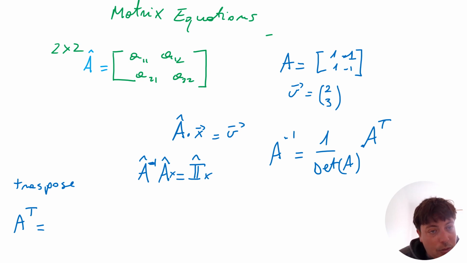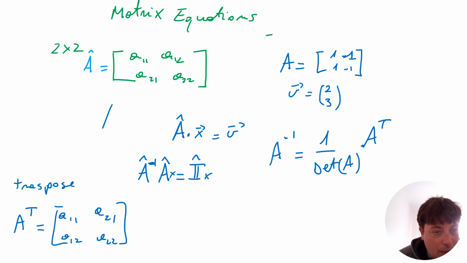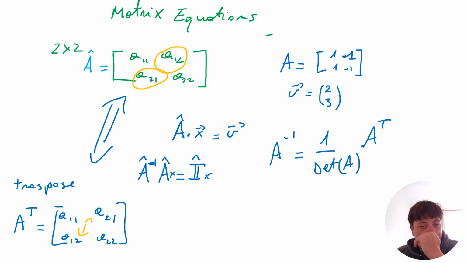It means that you swap the rows and the columns. So A11 stays there, A12 goes there, A21 goes there, and A22 stays there. As you can see, with respect to A, the difference is in the off-diagonal terms that get swapped. Basically, you turn the column vectors into rows and the rows into columns. And this is the transpose.